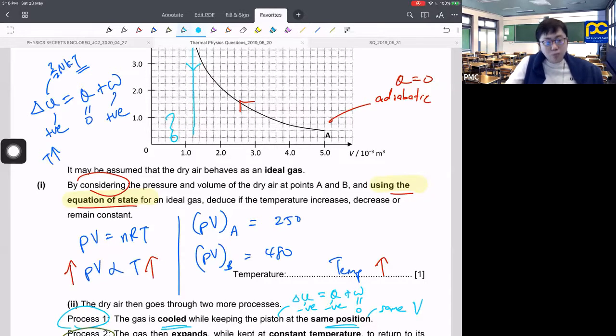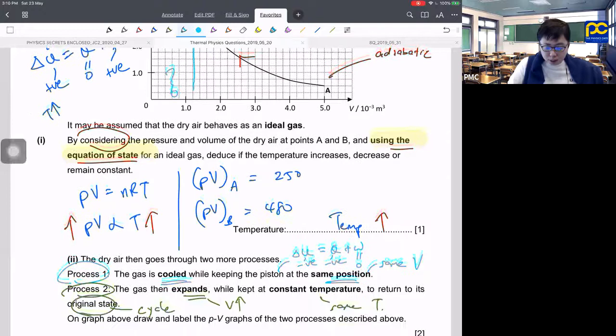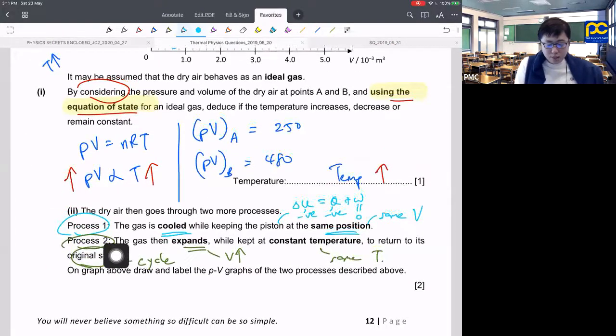So where will you stop? I don't know. This is a grade A question. But look at the green color. Process 2 is the third path that gives you the last part of the cycle. Constant temperature.